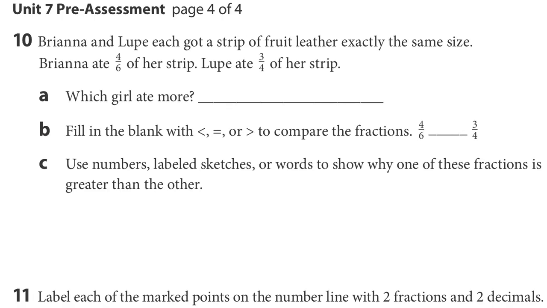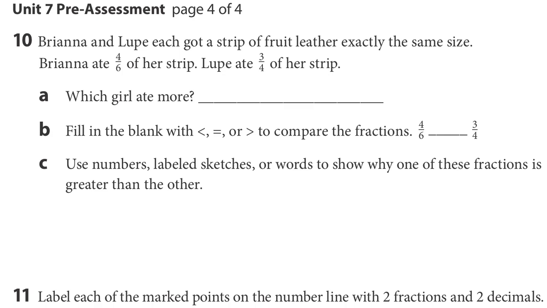Last page. Thanks for sticking with me. Brianna and Lupe each got a strip of fruit leather. It's like fruit by the foot, right? It's not supposed to be as candy-like, but that's what you're thinking of, like a roll of gummy stuff. They're exactly the same size. Brianna ate 4/6 of hers. Lupe ate 3/4 of hers. Okay? We want to know who ate more. Okay? If you want to, you could sketch it, you could label it.